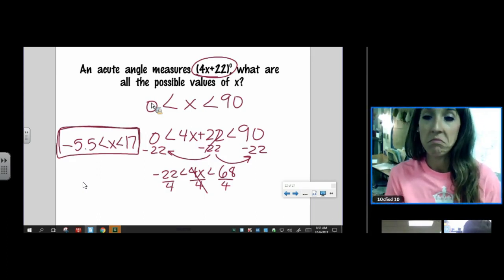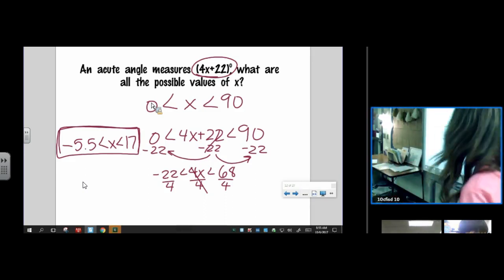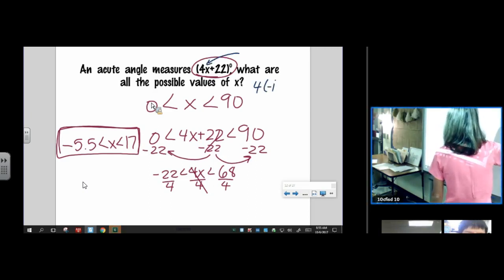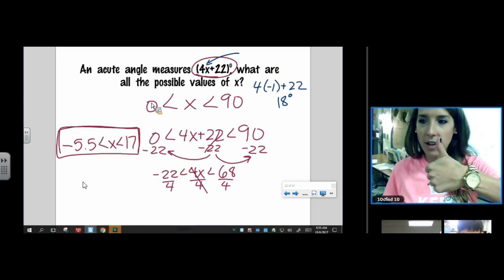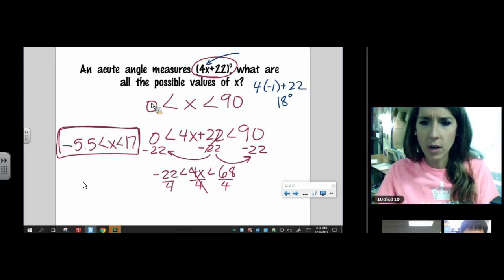Let me give you an example. Negative 1. Would negative 1 work? Well, negative 1 is in that range. So let's see if it works. If I plug negative 1 in, 4 times negative 1 plus 22, that's an 18-degree angle. That's an acute angle. That works. So no, angles cannot be negative, but a variable can be negative. Are we okay?